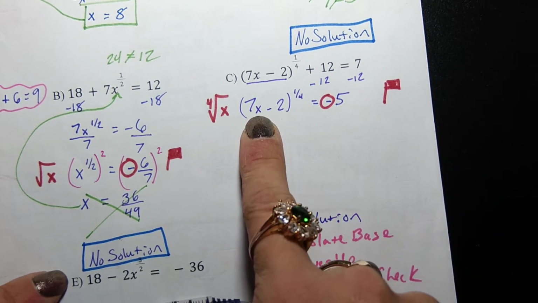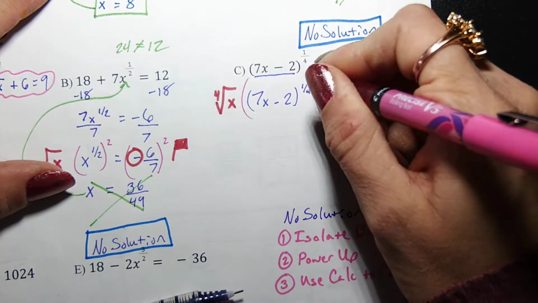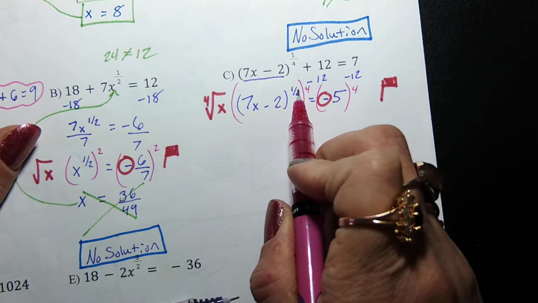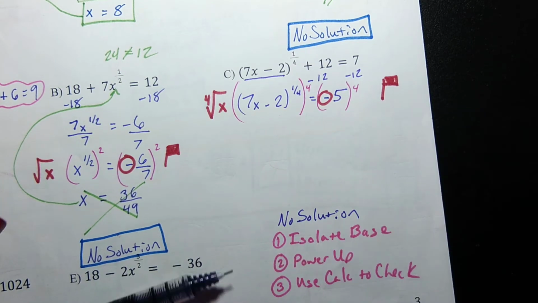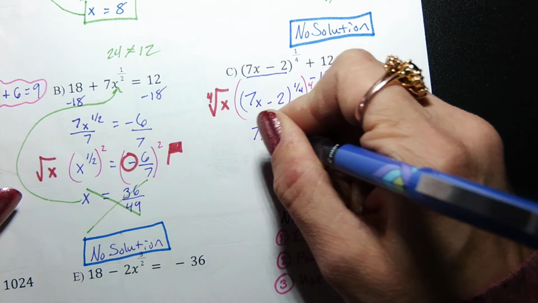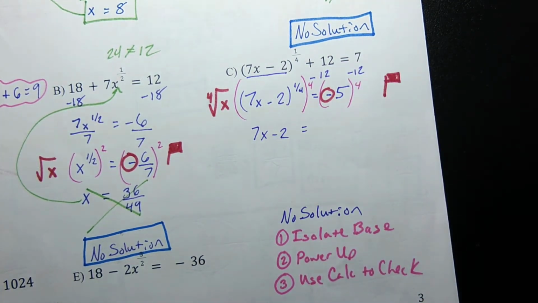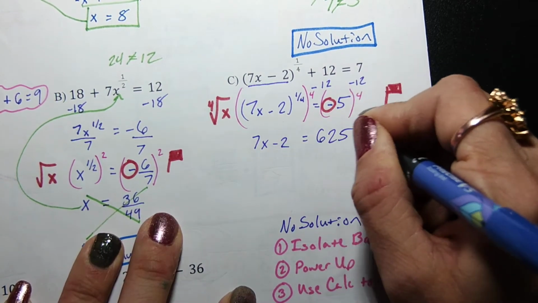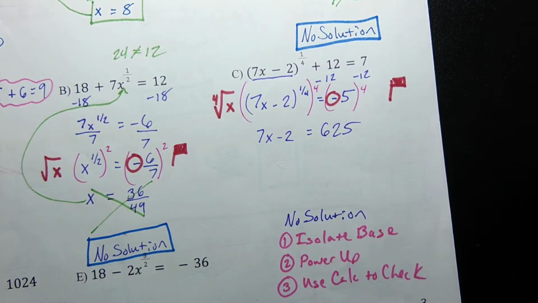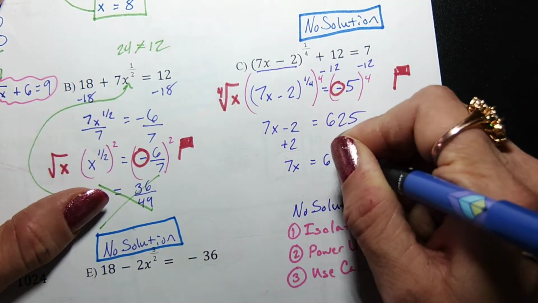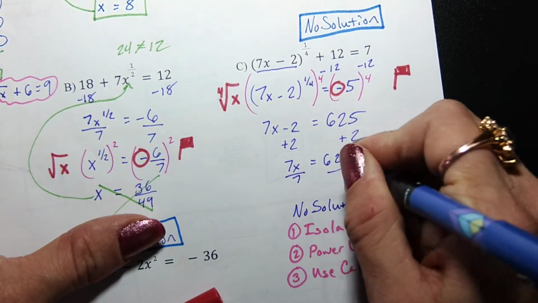So we've got our base stuff isolated, and we would power up by 4 to get 1/4 times 4. Powering up, we multiply, would give me 1. So no more fractional exponent. And then -5 to the 4th would give me 625. Make sure that you trap it in parentheses when you try it on your calculator, because -5 times -5 would be positive, times another -5 is negative, times another -5 is positive. So then from here we would add 2. So 7x equals 627. Divide by 7.